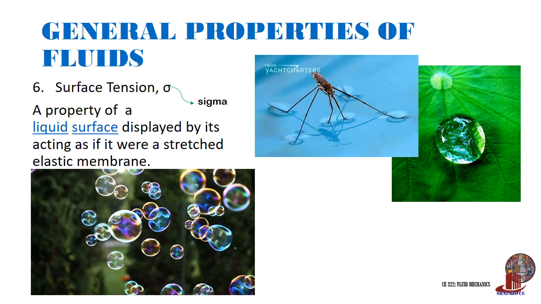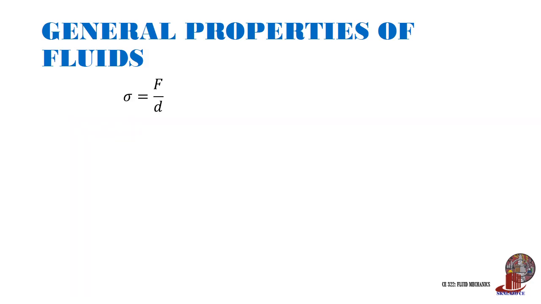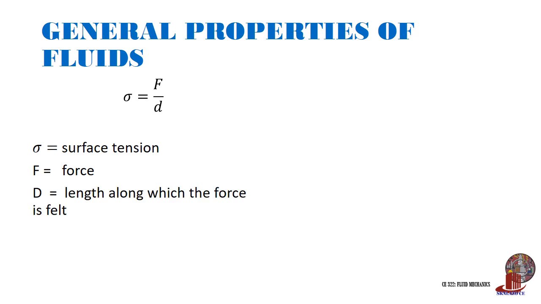This is also the main reason why insects are able to step on a fluid surface or when coins or things are able to float on fluids. Checking on the formula, we do have sigma is equal to F all over D, where sigma is denoted as surface tension, F is equal to the force, and D would be the length along which the force is felt. The English unit for our surface tension is given as dyne per centimeter, while the SI unit would be taken as Newton per meter.